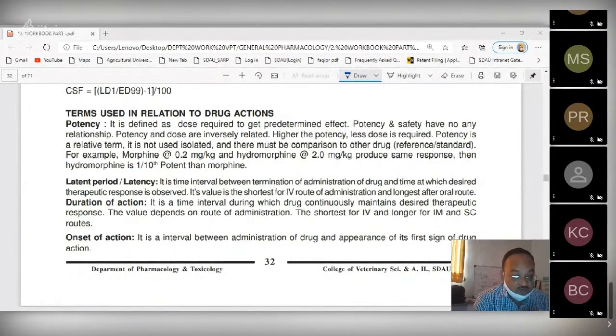Higher the dose, lower is the potency. Lower the dose, higher is the potency. The comparison between two drugs will always be in reference to the standard substance or reference substance.